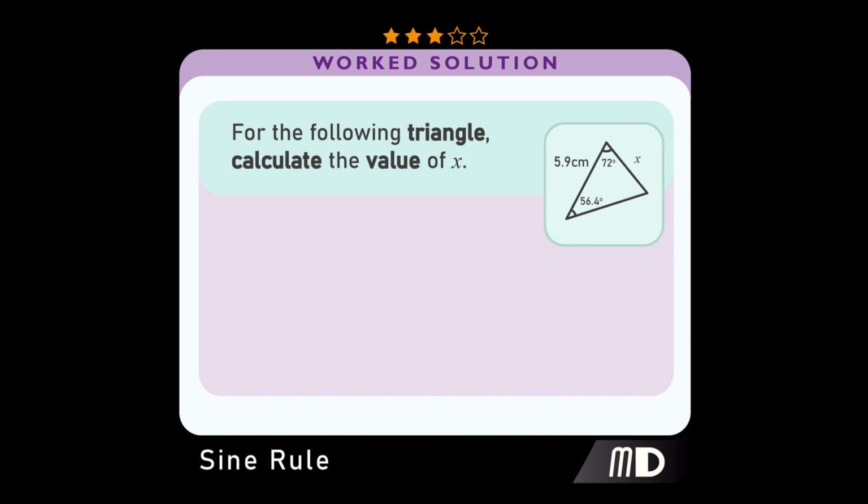Now in this video, we're going to answer the following question. For the following triangle, calculate the value of x. And we've been given a triangle with two angles of 72 degrees and 56.4 degrees, and one side of length 5.9 centimeters.